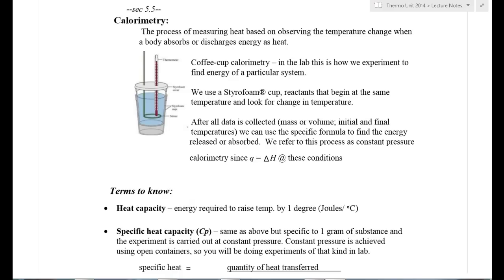In this podcast, we're talking about calorimetry. Calorimetry is a method for determining how much energy is transferred, how much heat is transferred during a reaction or a process. So it is a process for measuring heat based on observing temperature change when something absorbs or loses energy as heat. And we often use what's called coffee cup calorimetry.